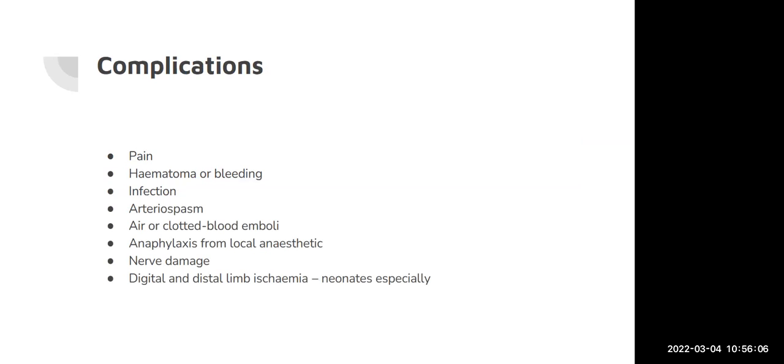For complications of ABG, it is a painful procedure, so the complication is pain. The patient may also have hematoma or bleeding, infection, arteriospasm, air or clotted blood emboli. Since we need to apply local anesthetic, the patient may have anaphylaxis from the local anesthetic. Since the radial artery is close to the median nerve, we can damage the nearby nerve, and the patient may have digital and distal limb ischemia, especially in neonates. Okay, next.